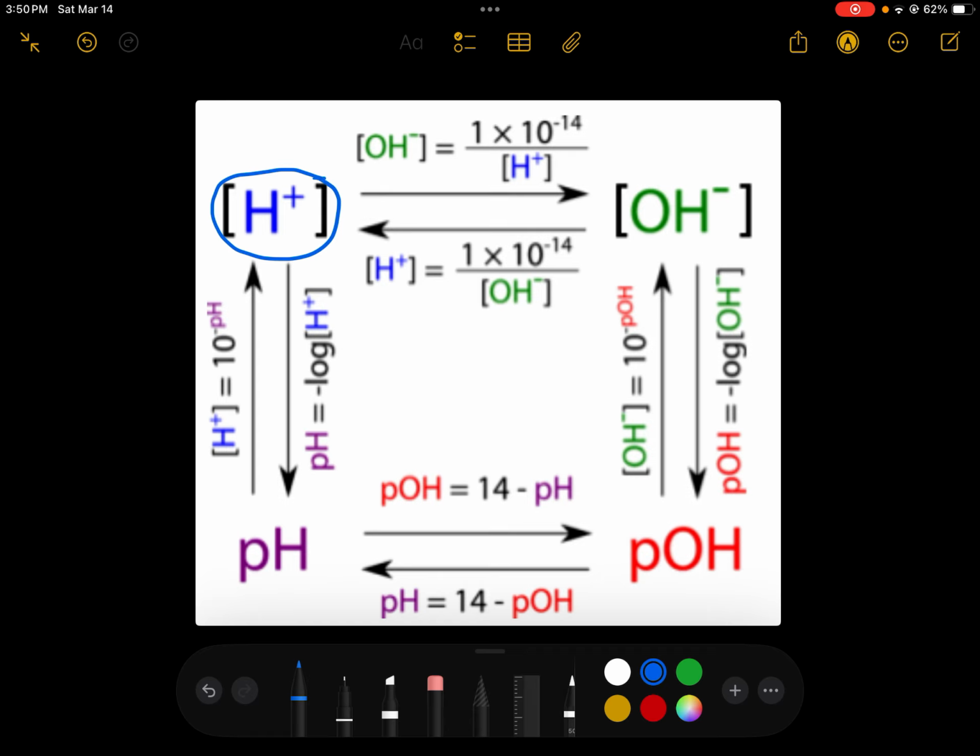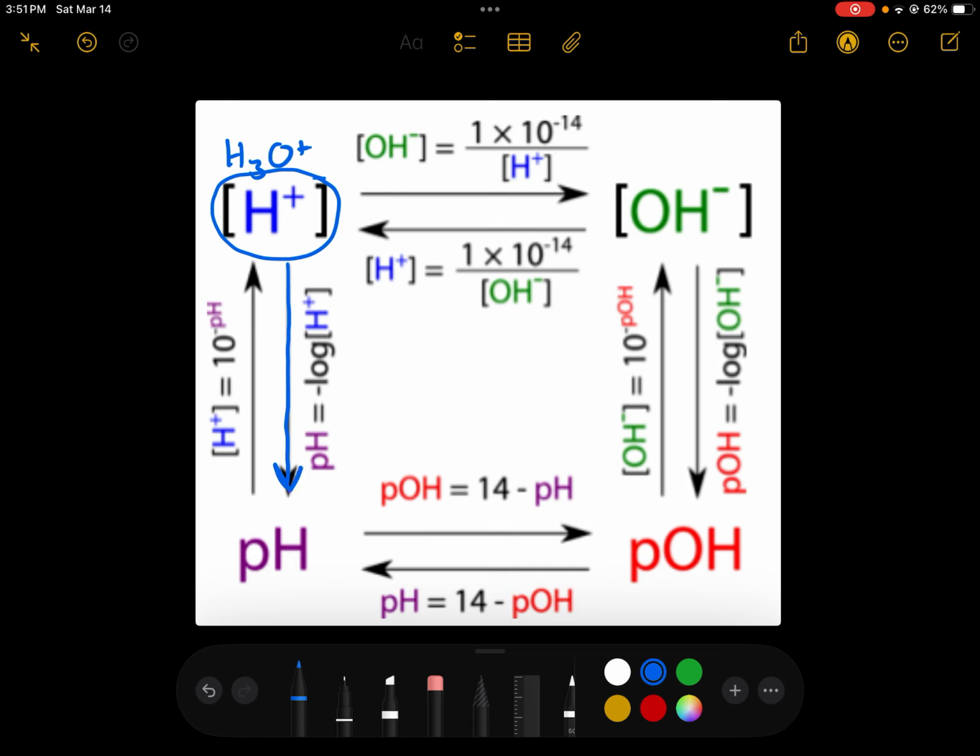But remember, we can use H+ and H3O+ interchangeably. So it is okay if a problem gives you H3O+, you can still use this map without an issue. If you have an H3O+ or an H+ concentration and you want pH, all you have to do is follow the down arrow.